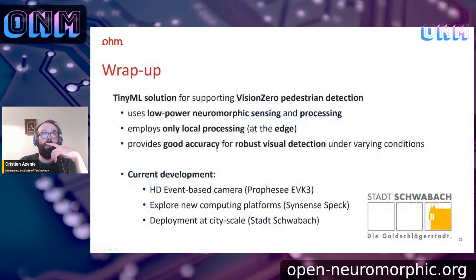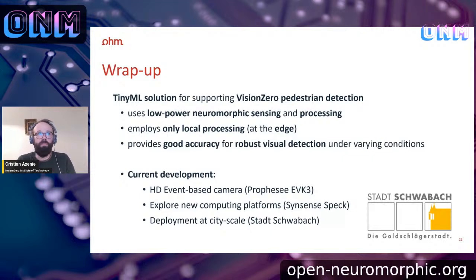Basically, we proposed a low-power neuromorphic sensing and processing platform. We had the BrainChip Akida on a Raspberry Pi carrier, we had the DVS event-based cameras, and we had only local processing. This was beautiful, and they loved that as well. And we provide good accuracy. I'm not using any superlatives here. Good accuracy for robust visual detection. We also tried in the dark and at sunset, and we got pretty much the same performance values.